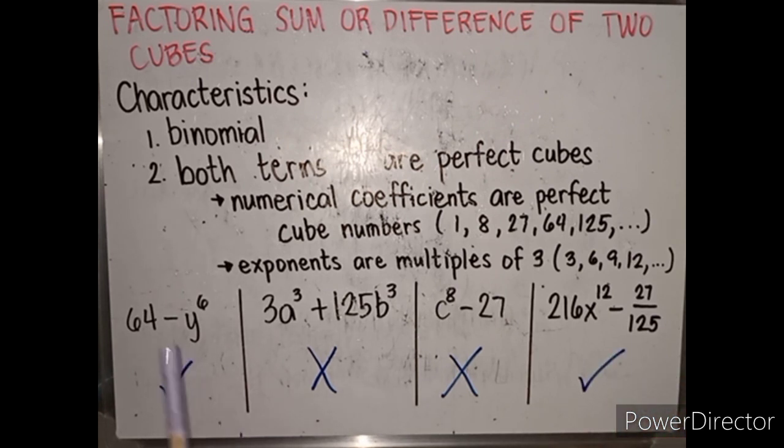Again, numerical coefficient should be perfect cube numbers. Exponents should be multiples of 3. So, those are the characteristics para maging factorable siya by sum or difference of two cubes.